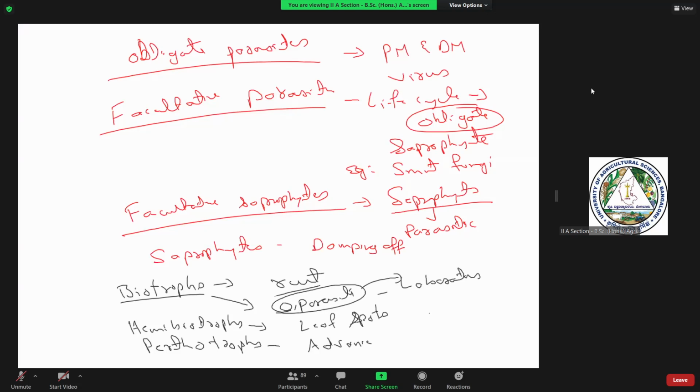The example for this is Sclerotium rolfsii. These organisms kill before penetration and then start getting the nutrition from the dead ones. So apart from that, we have some terms that we use, that is basically called etiology.